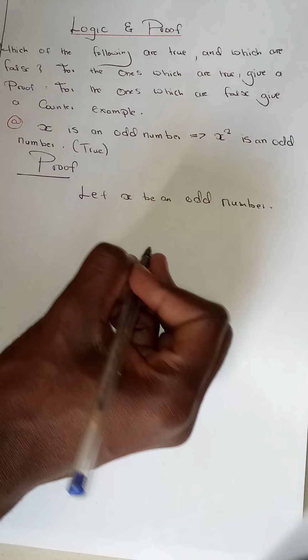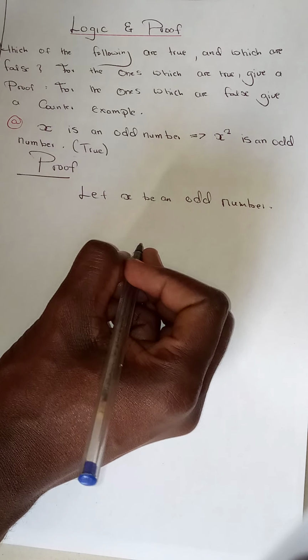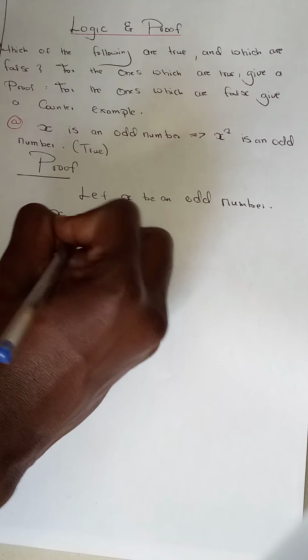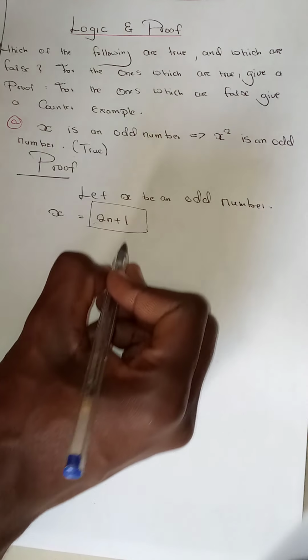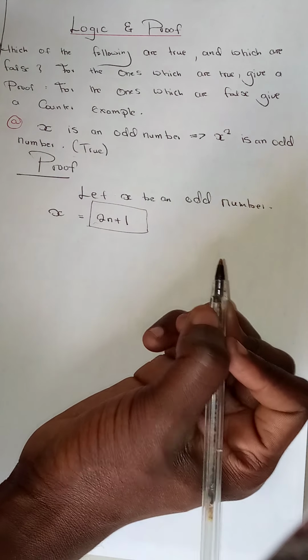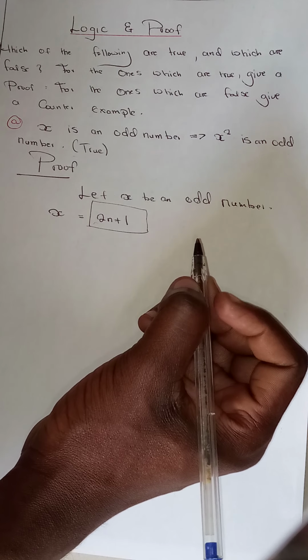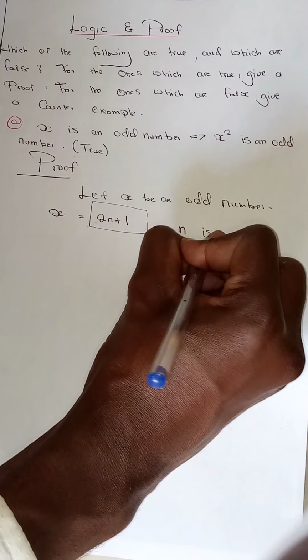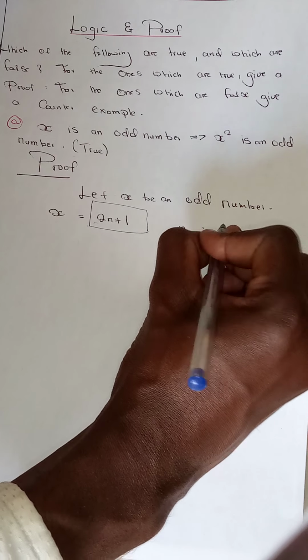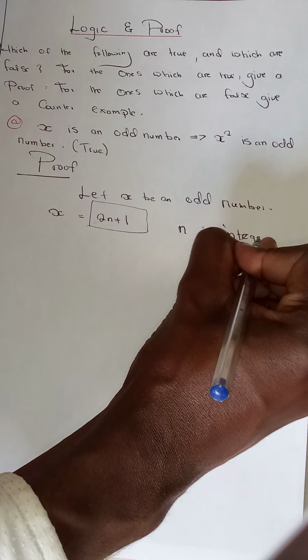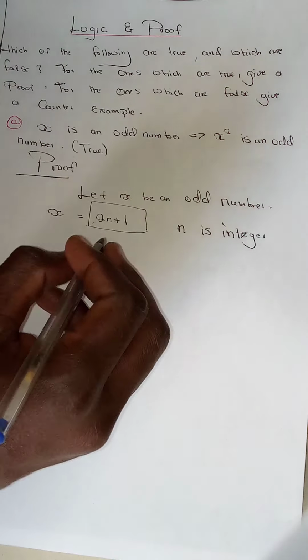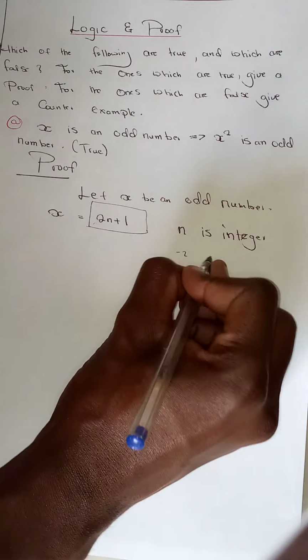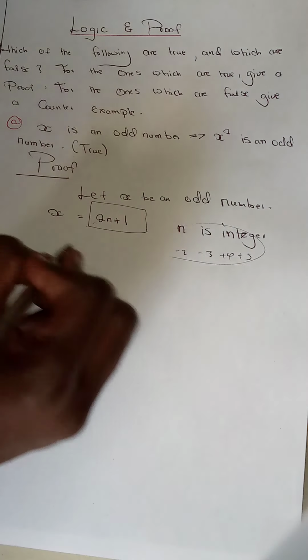After letting x be an odd number, this means that x will be 2n plus 1. We already know that when a number is odd, it always has an addition of 1, where n is an integer. As you already know, an integer is any number that has a negative or a positive sign, like negative 2, negative 3, positive 4, positive 5. All these are integers.